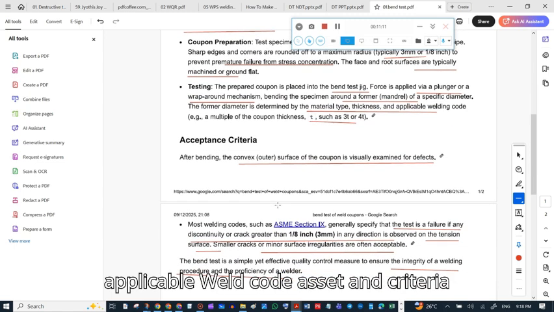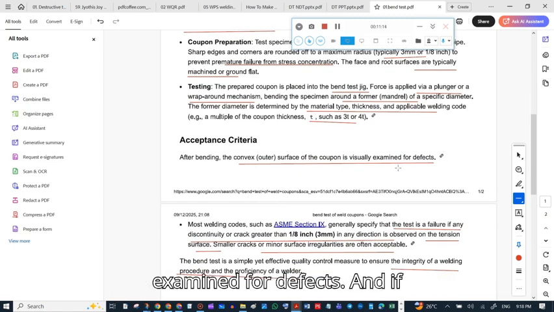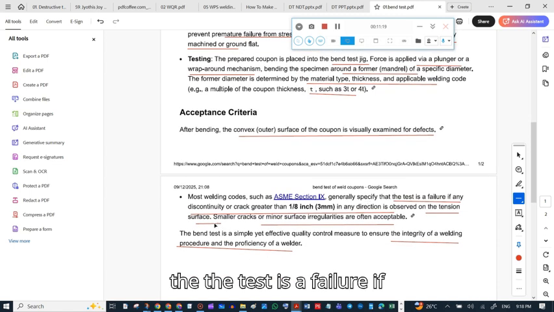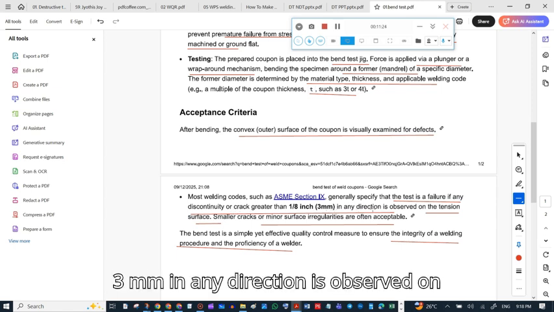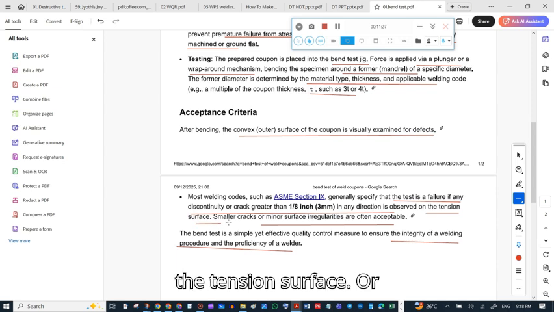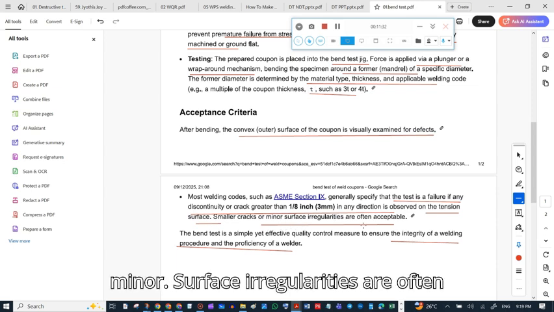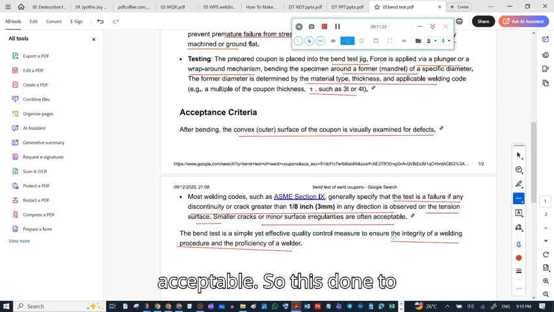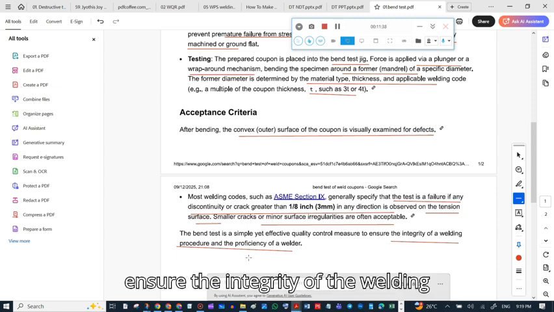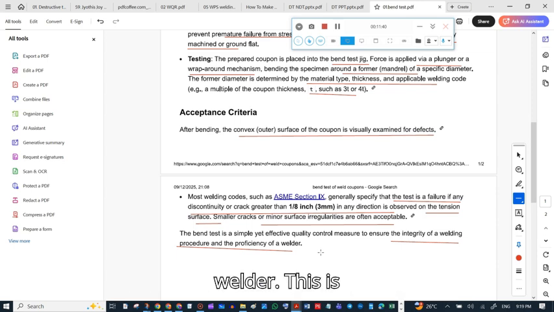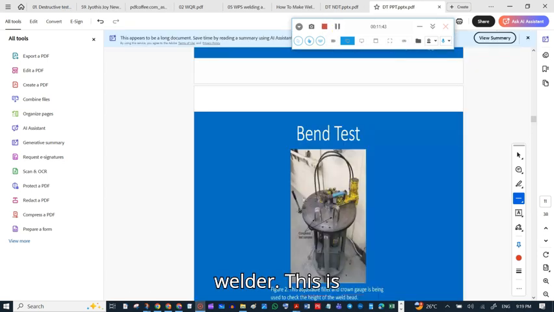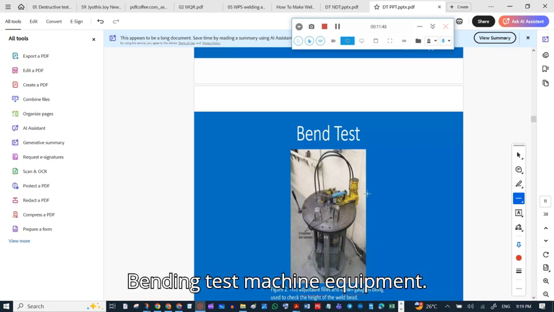The acceptance criteria: the convex outer surface is visually examined for defects, and the test is a failure if a discontinuity or crack greater than 3 mm in any direction is observed on the tension surface or convex surface. Smaller cracks or minor surface irregularities are often acceptable. So this is done to ensure the integrity of the welding procedure and the proficiency of the welder. This is another photo of the bend test machine equipment.